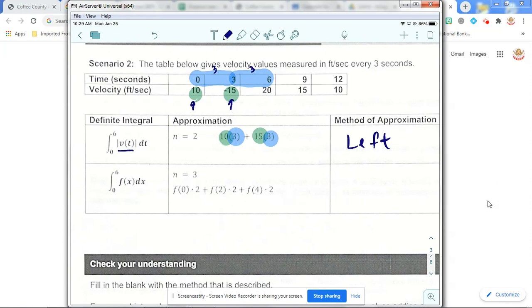And then on the second part, we're not using the table on the second one because it's a totally different function. It's f of x, not v of t. So it's some random function. We don't know what it is, but we're finding the integral from 0 to 6. So I'm just gonna draw a random function. Okay, and we're gonna go from 0 to 6.